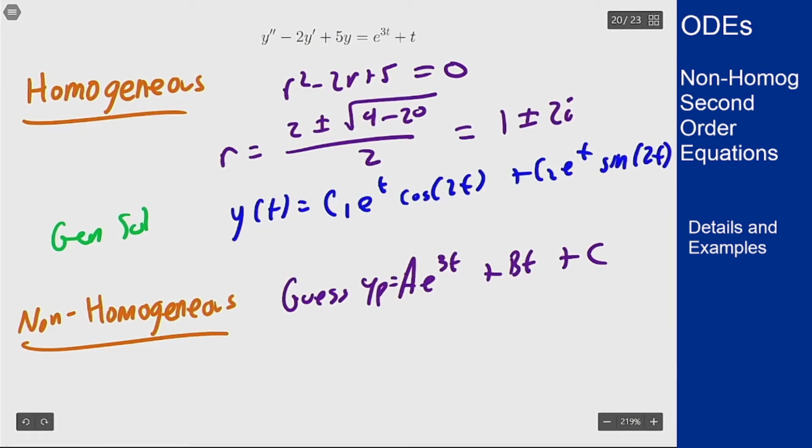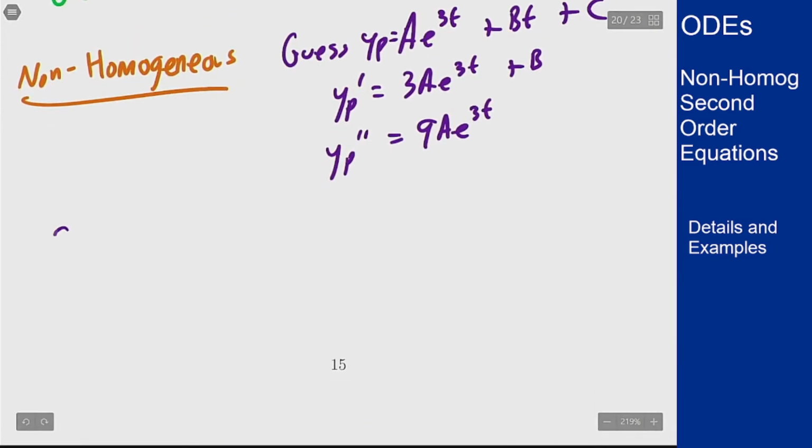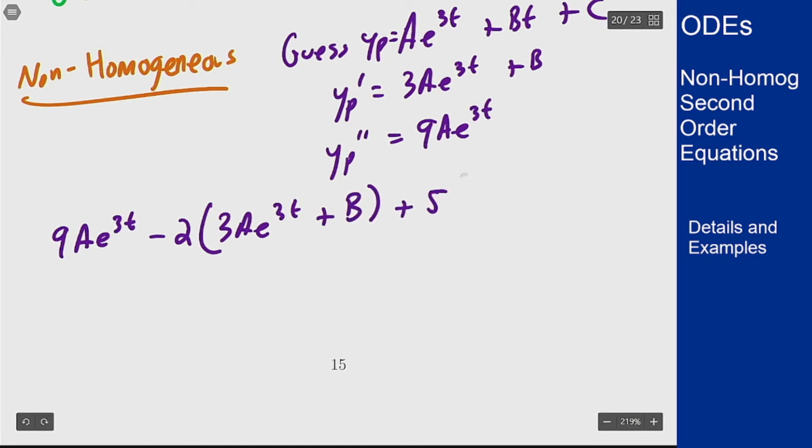The first derivative is going to be 3a e to the 3t plus b. The second derivative will just be 9a e to the 3t. And then we plug it into the equation. So I will get the second derivative, which is 9a e to the 3t, minus 2 times the first derivative, 3a e to the 3t plus b, plus 5 times the function itself. And I want this to equal e to the 3t plus t.